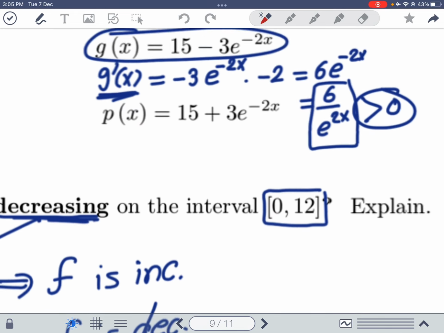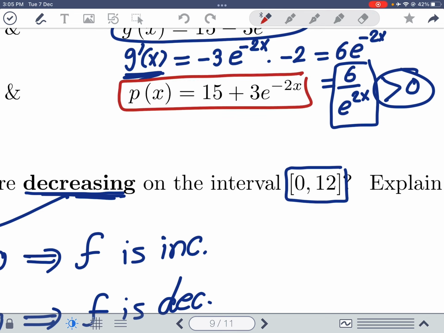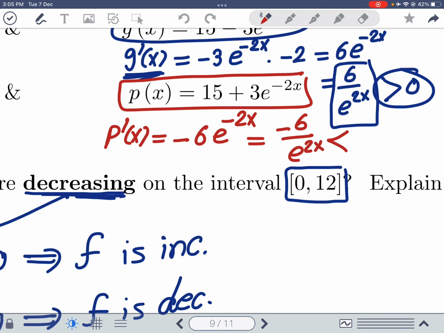Finally, this one, if we take p prime of x, we will get negative 6 e to the minus 2x, which is minus 6 over e to the 2x. This is always negative, because exponential is always positive and negative 6 is negative. So when you multiply negative or divide negative by positive, it's always negative. And so this is always decreasing.